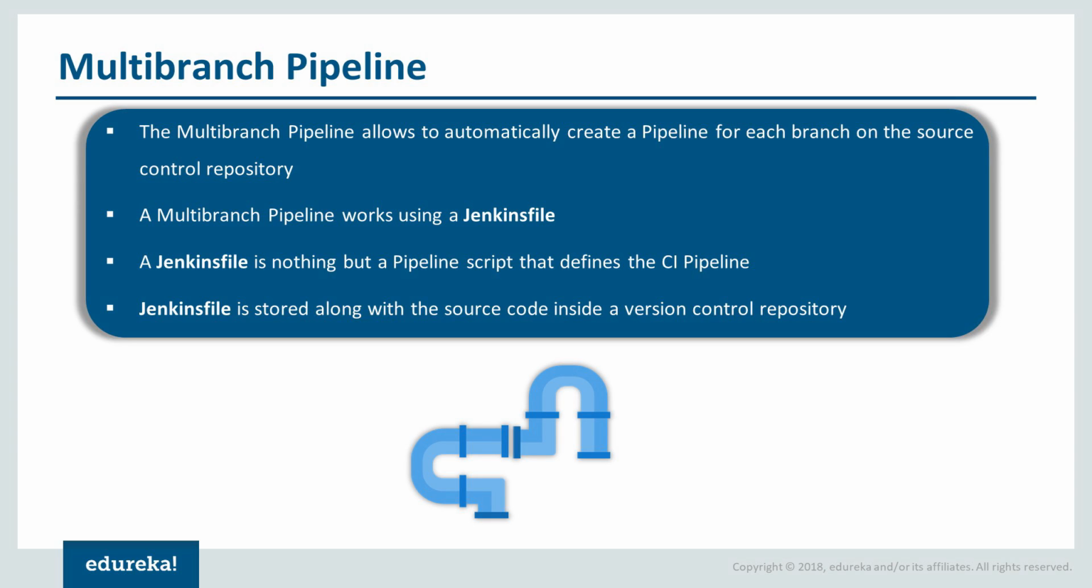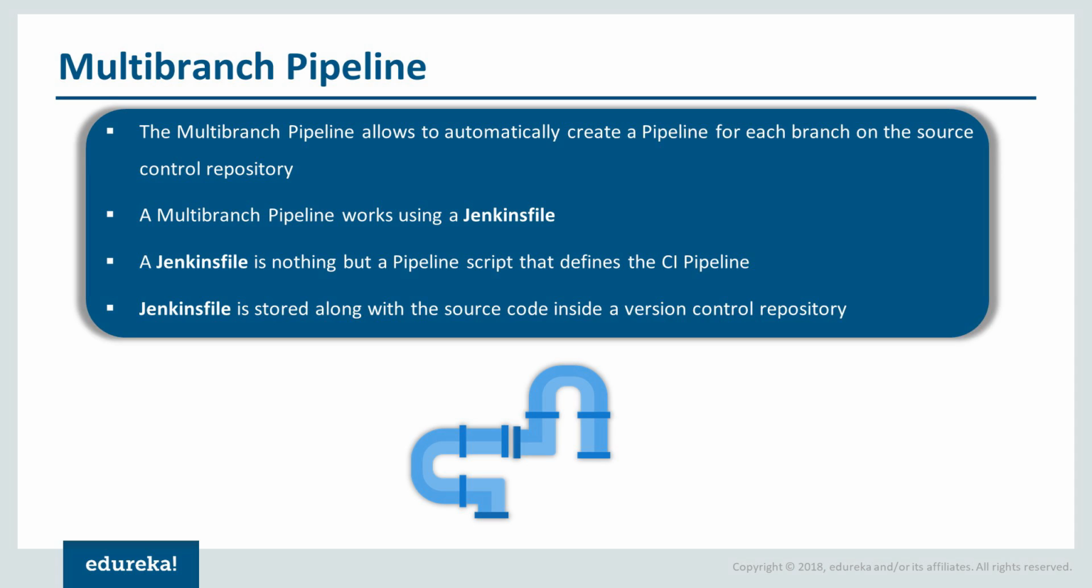So you can set up all these things. And the advantage of a multi-branch pipeline is that the execution happens in parallel. So once again, multi-branch pipeline works using a Jenkins file, and Jenkins file is nothing but a pipeline script that defines the CI pipeline. The only difference would be the Jenkins file will remain the same. However, it will be triggered every time with a different branch.